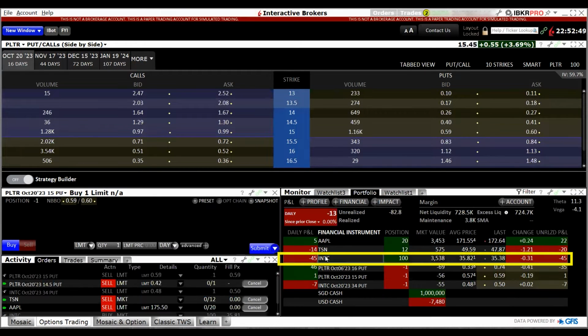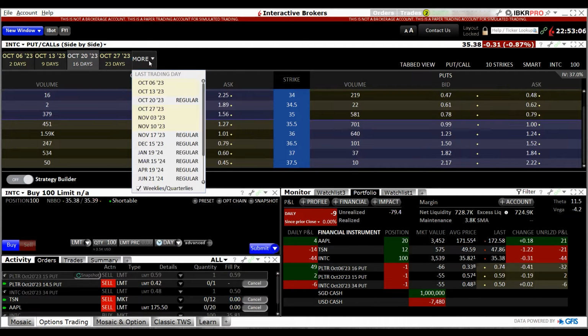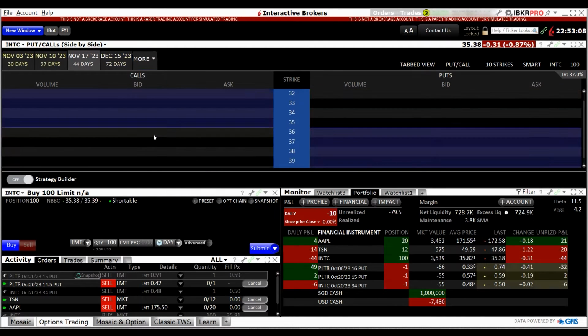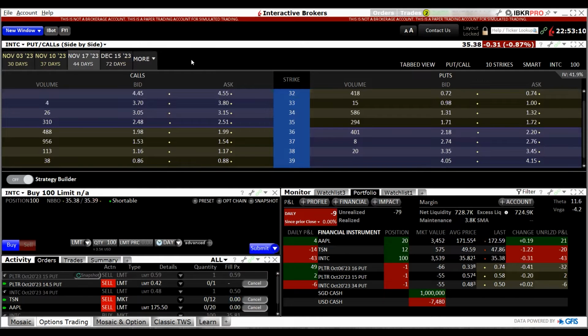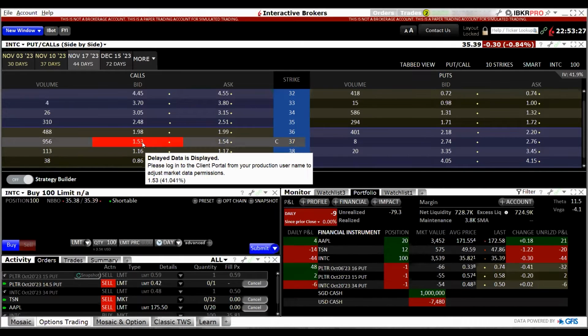So let's click on Intel. So here is showing Intel. Now you can choose any of the options. The next expiration for Intel is October 20th. Maybe we want somewhere longer, for example, November. So let's click on November. And then let's look at maybe around 37, 38, where the premium looks quite good because we want to collect premium, but at the same time, we do not want to sell off our position. So maybe it's between 37 or 38.